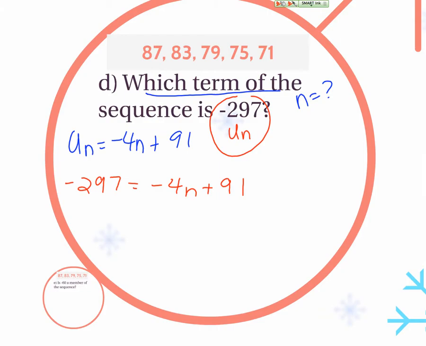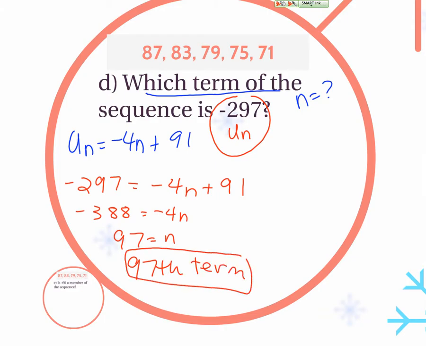So then I can just use my solving equation skills, subtract 91, and get negative 388 equals negative 4n. And I end up with 97 equals n. Which means my answer is that negative 297 is actually the 97th term. So which term? The 97th term. If I keep subtracting 4, the 97th number in my list is negative 297.